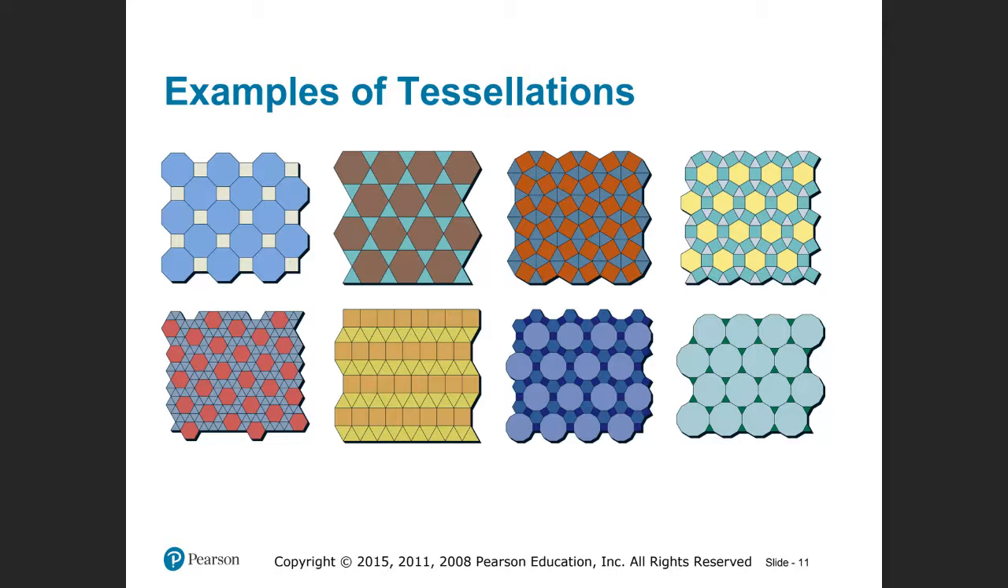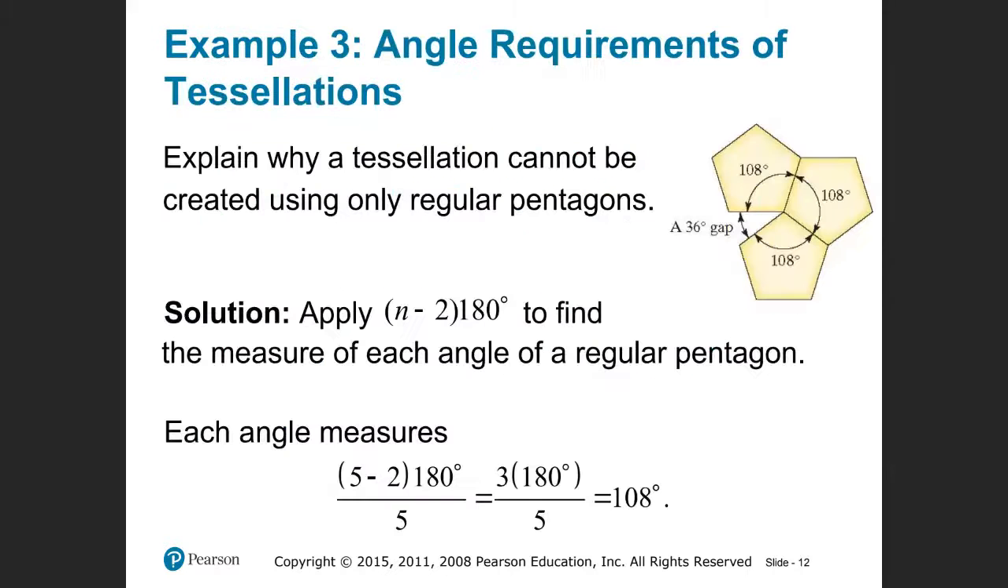So here are some examples of tessellations. And in example 3, we want to explain why a tessellation cannot be created using only regular pentagons. We're going to use that formula that we just saw, n minus 2 all times 180, to find the measure of each angle of a regular pentagon.